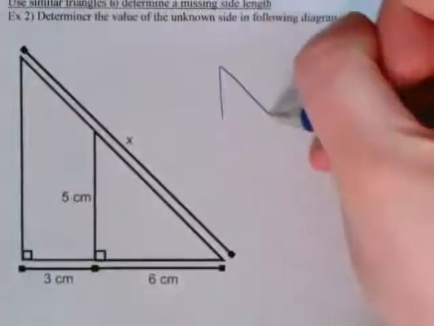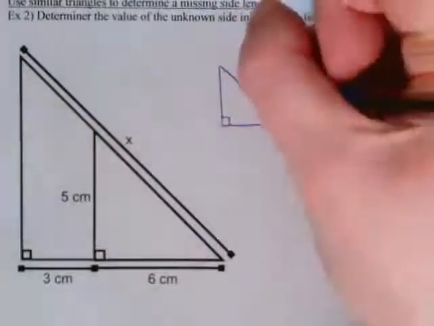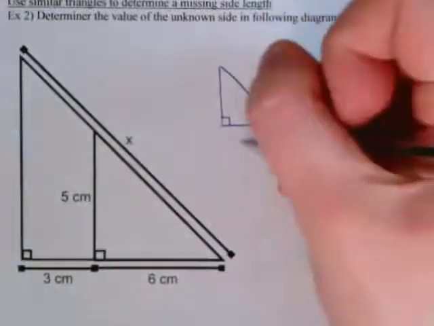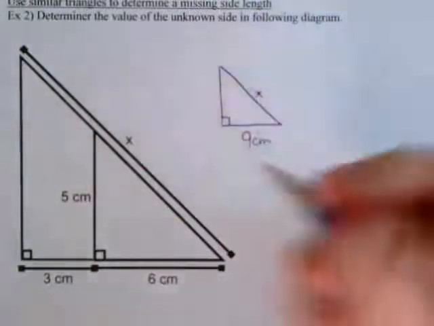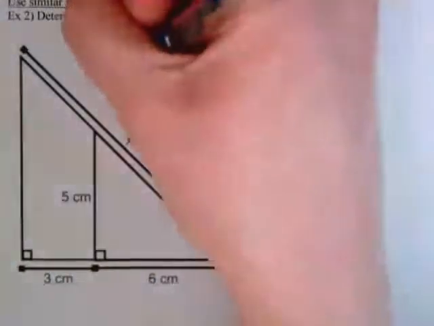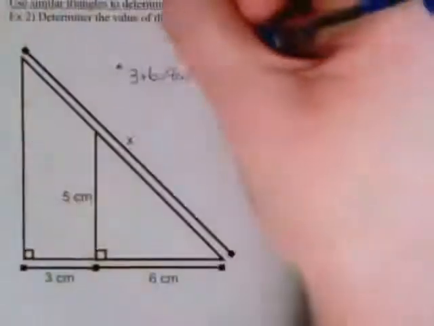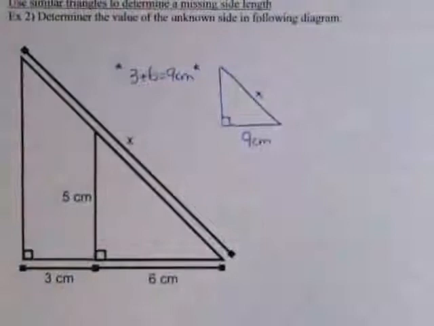We have the big triangle right here, 90 degrees. And it says this is x and this is 9 centimeters. How did I get that? Because this small amount plus this amount right here gives me the total right there. So I did 3 plus 6 equals 9 centimeters. That's just a little note for you guys there.